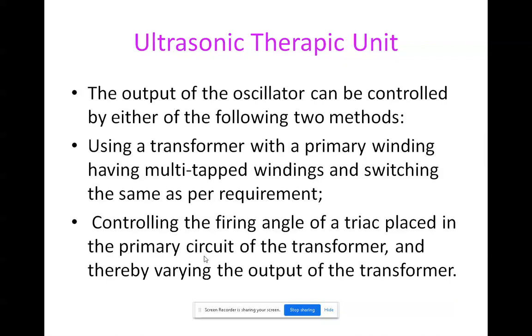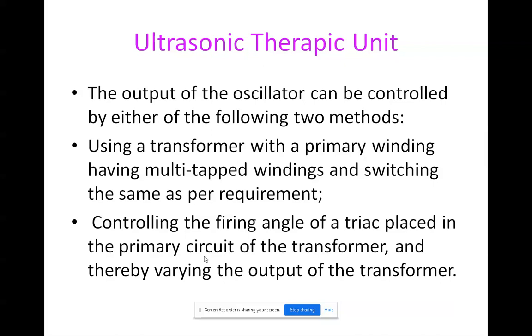Okay, so I need to give 20 minutes of ultrasound signal to the human body for producing the heat effect in the body. Okay, that means you have to change the winding setup, that is the multi tap. So two taps needed or three taps needed, based on our needs or timing, we will be alternating or modifying the transformer circuit. Okay. So, controlling the firing angle of a triac placed in the primary circuit of the transformer and thereby varying the output of the transformer.